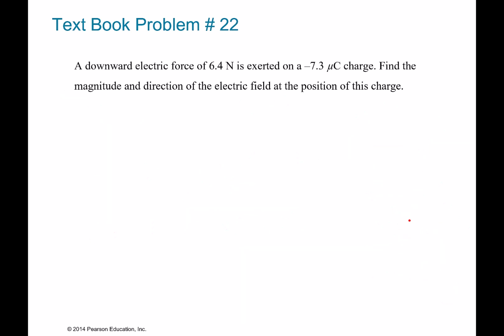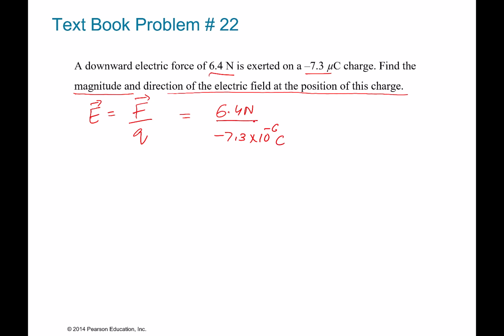The next problem we work on: a downward electric force of 6.4 newtons is exerted on a −7.3 microcoulomb charge. Find the magnitude and direction of the electric field at this position. Pause the video and go ahead and find the electric field. Again, the formula is force per unit charge, which is 6.4 newtons downwards divided by −7.3 × 10^-6 coulombs.